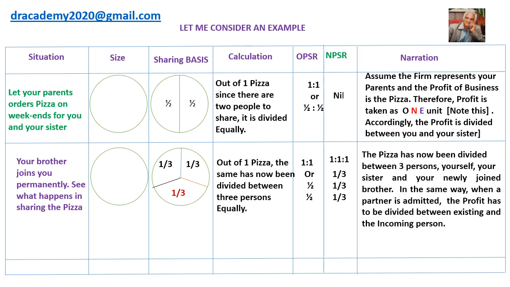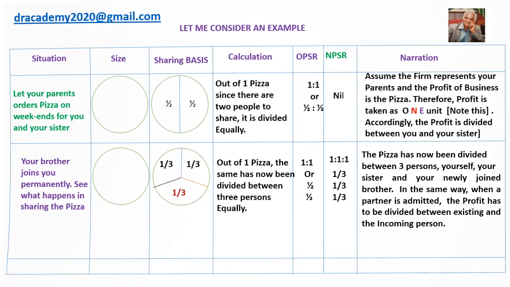We will marry all the mathematical concepts for solving the various problems. From one, deduct the incoming partner's and your other partner's share as per the new profit sharing ratio. The result is the sacrifice ratio between you and your other partner. I hope you understood the example.